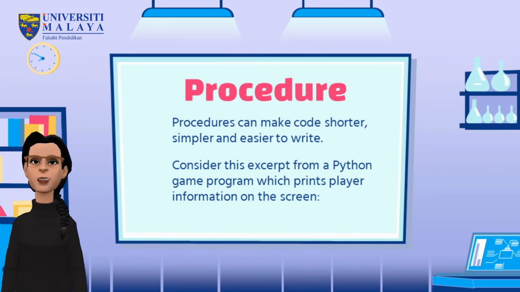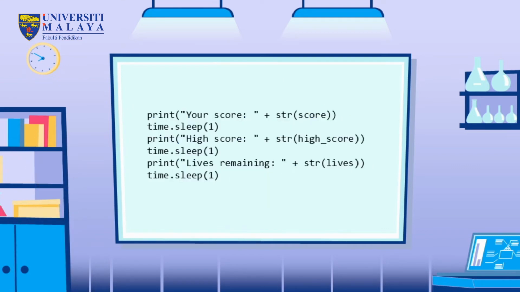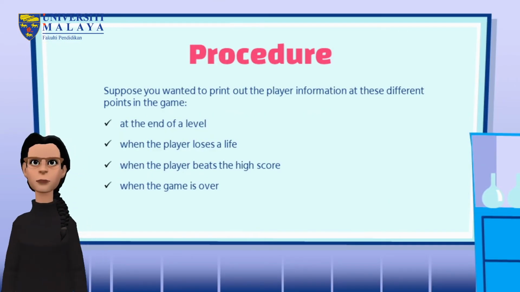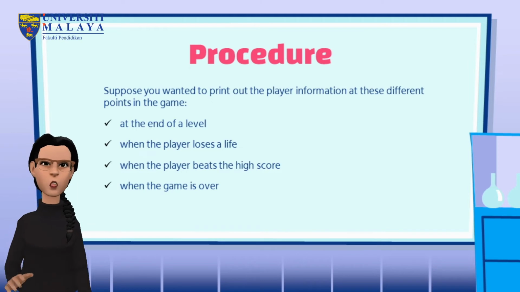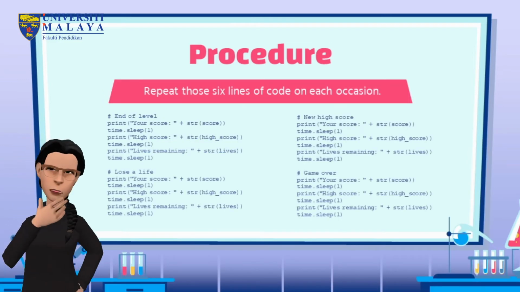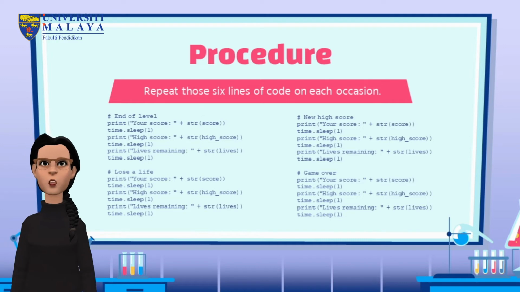Consider this excerpt from a Python game program which prints player information on the screen. The program uses 6 lines of code to print out the player information. Suppose you wanted to print out the player information at the end of a level, when the player loses a life, when the player beats the high score, and when the game is over. You would need to repeat those 6 lines of code on each occasion, giving a total of 24 lines of code simply to display the player information.